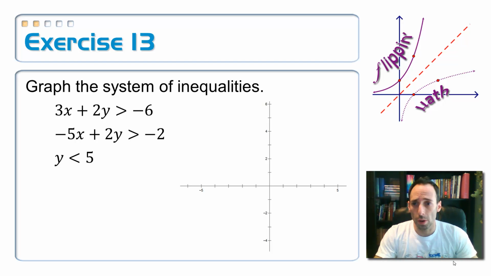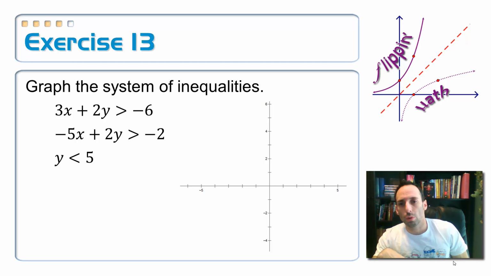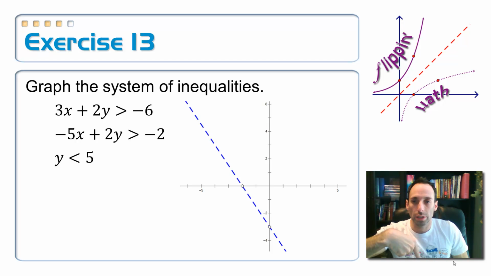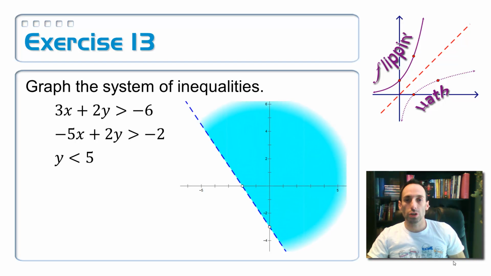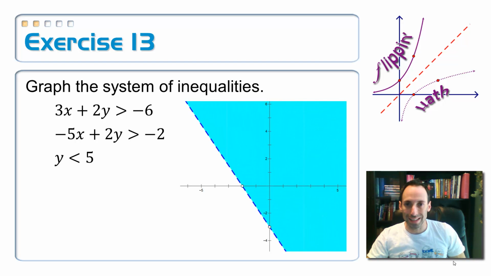Okay. So here we go. Top equation. When I graph it, it is a dashed line. I'm going to just do this by x and y-intercept. So the x-intercept is -2. The y-intercept is at -3. This is a dashed line. And then if I stick in 0, 0, that makes 0 is greater than -6. That is a true statement, so I'm going to shade the part with the origin in it.